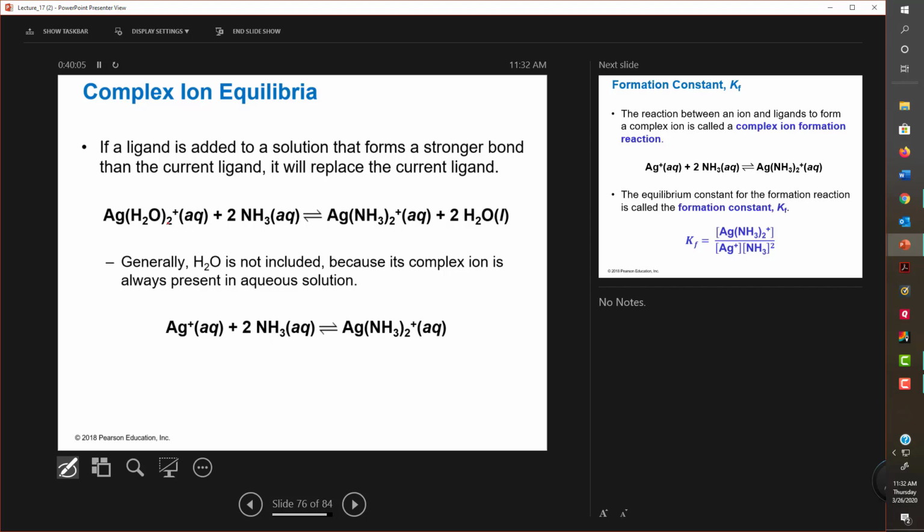So ligands can be substituted. So here we have the silver water complex, and we add ammonia, and now the ammonia does a single replacement reaction with the water, and now we have a silver ammonia complex, and then the water's been released. So because water is a pure liquid, its concentration does not change appreciably over the course of the reaction. We remove that from the balanced chemical equation here. And we know water is present because it says aqueous.